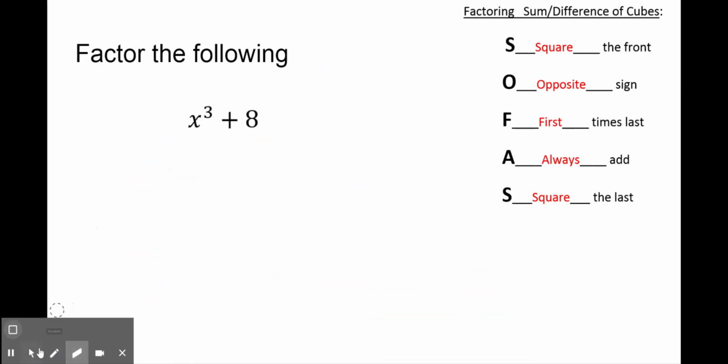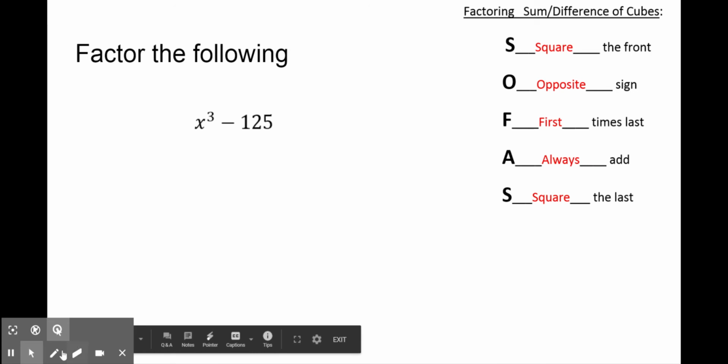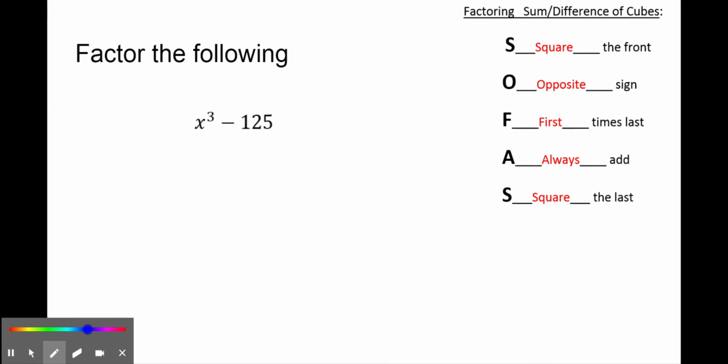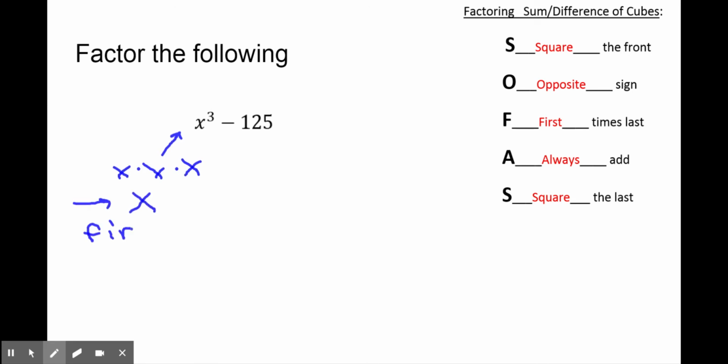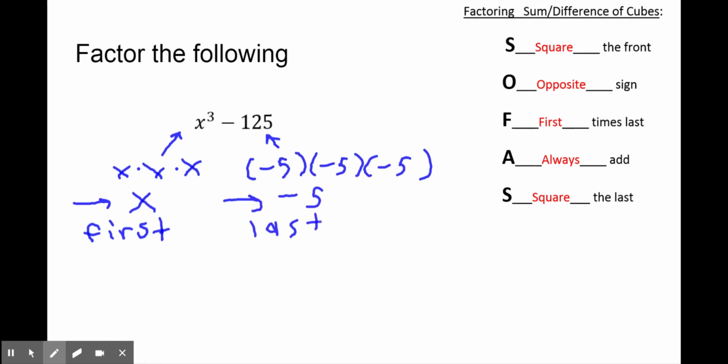Let's take another example. With this next one, we have x to the third minus 125. Again, try to think of 3 numbers that multiply to give you x to the third. That would be x times x times x. So that first term is going to be your x, and then 3 of the same number that multiply to give you negative 125, so that's a negative number. That's negative 5 times negative 5 times negative 5. So your last term is really negative 5. The first parenthesis is x and negative 5.